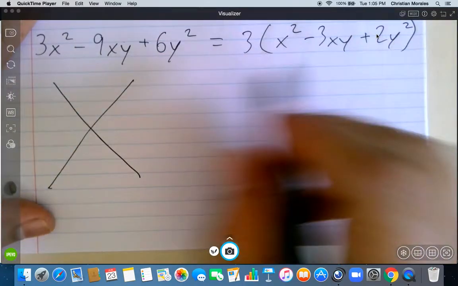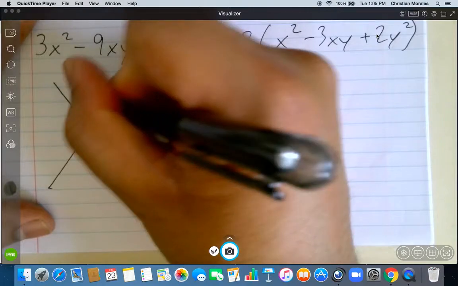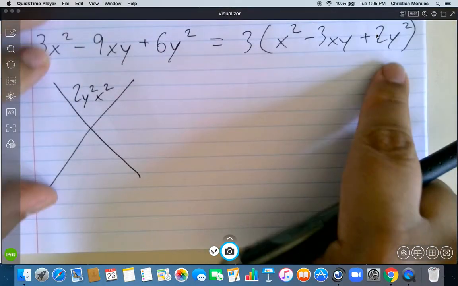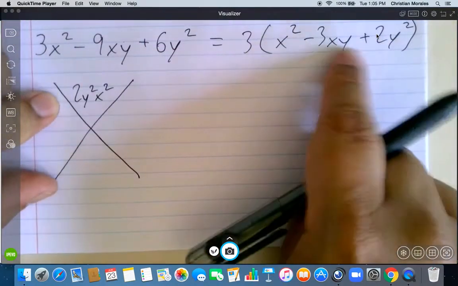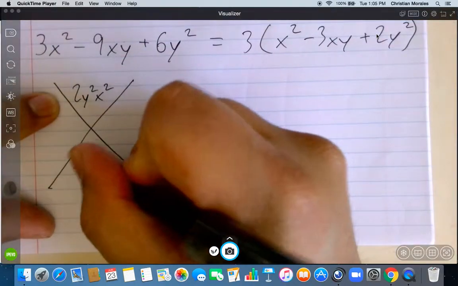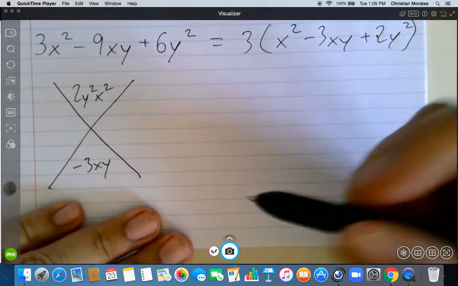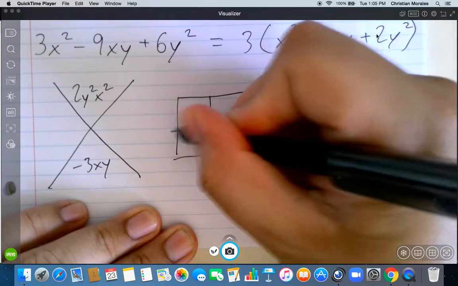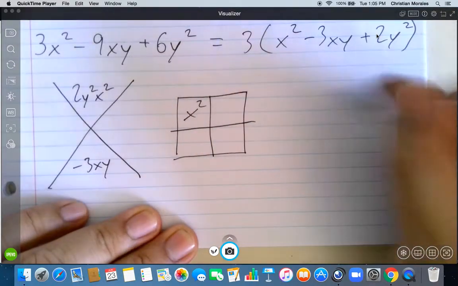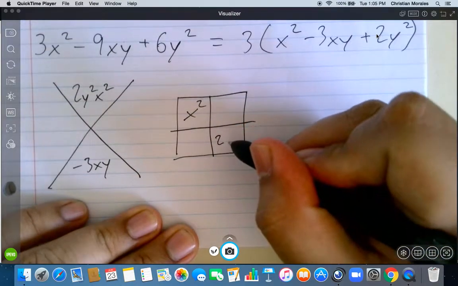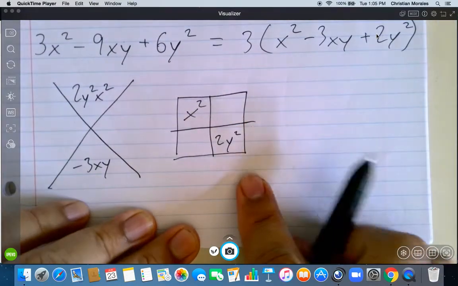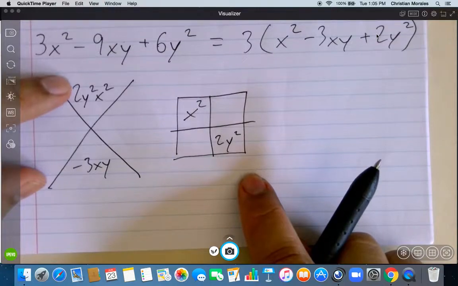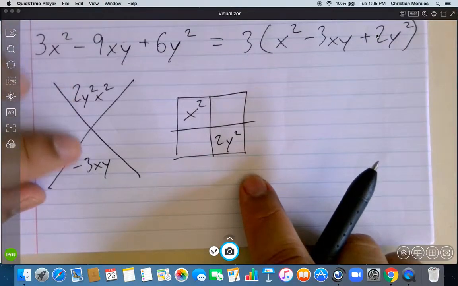This times that is 2y squared x squared. The first and the last term. Add up to negative 3xy. Okay? And in your area model, you put x squared and 2y squared. Okay. Numbers that multiply to make 2xy but add up to 3.